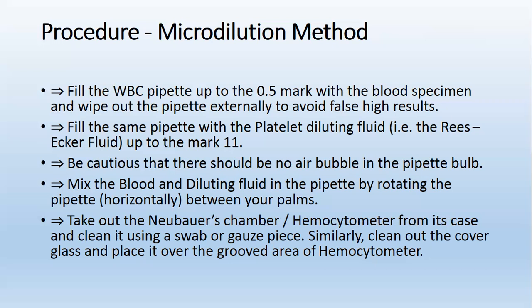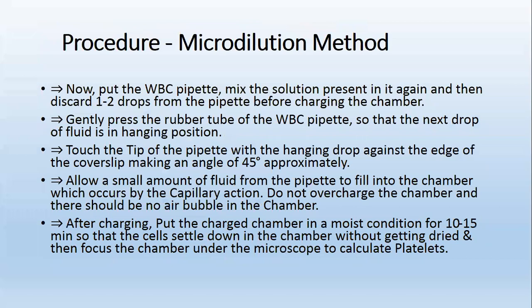Take out the Neubauer's chamber from its case and clean it using a swab or gauze piece. Similarly, clean the cover glass and place it over the grooved area of the hemocytometer. Now mix the solution in the WBC pipette again and then discard 1 to 2 drops from the pipette before charging the chamber.